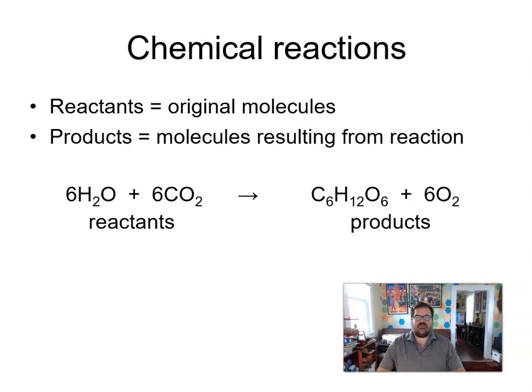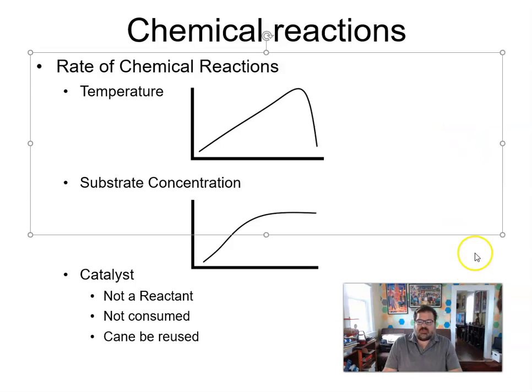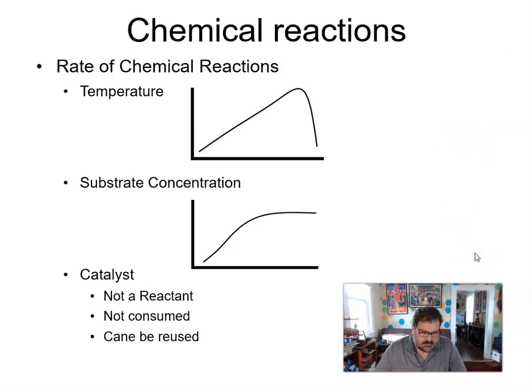Okay, we're back. We're doing part 3, right? So now we talked about what a chemical reaction was. So now we're going to talk about things that affect the rates of chemical reactions. Okay, so what are some things that affect the rate of a chemical reaction? We'll talk about 3 things: temperature, substrate concentration, and catalysts.